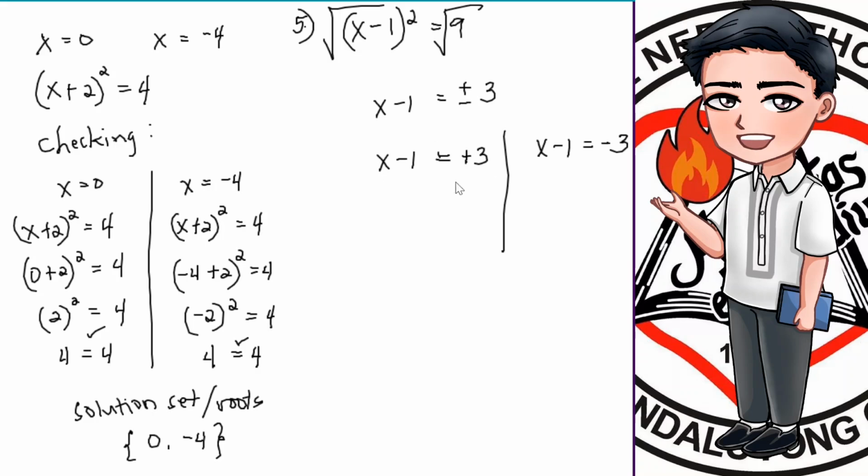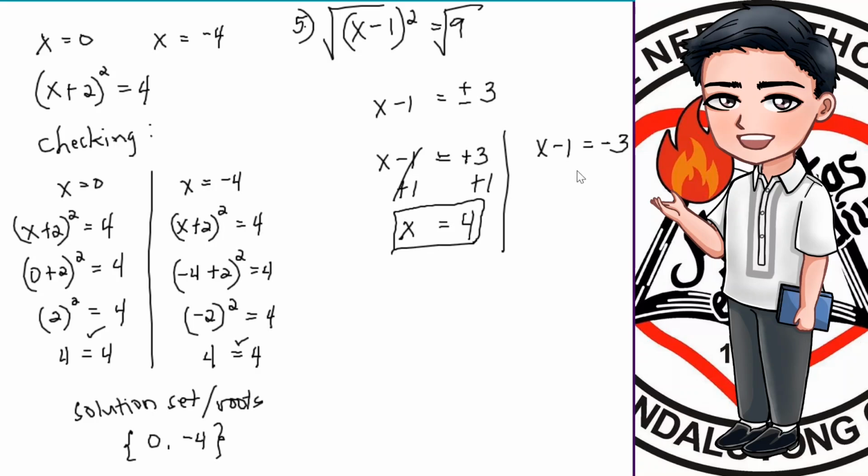Okay, so applying the addition property of equality. So we add 1 here and add also 1 on the other side. So this will become 0. So x equals 3 plus 1 is 4. So this is now our first value of x.